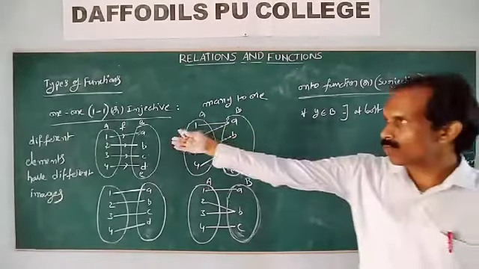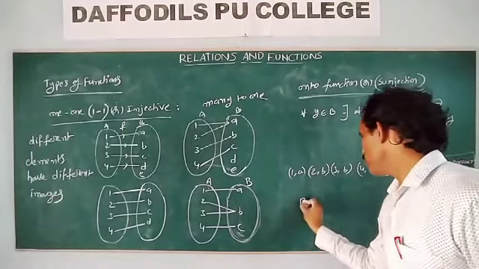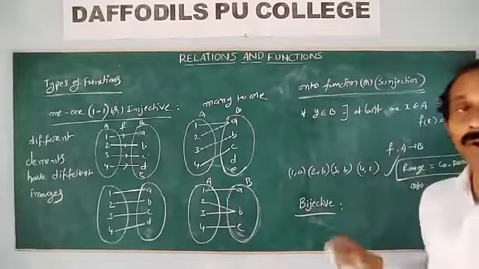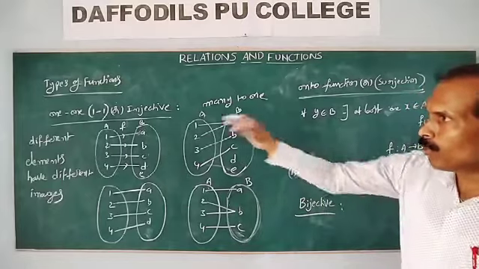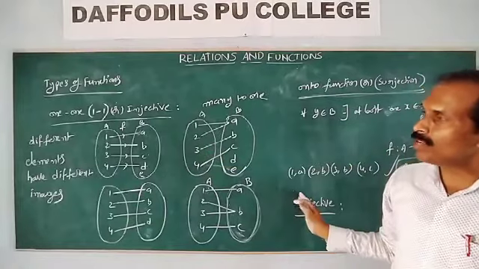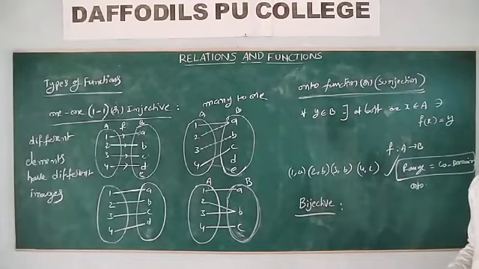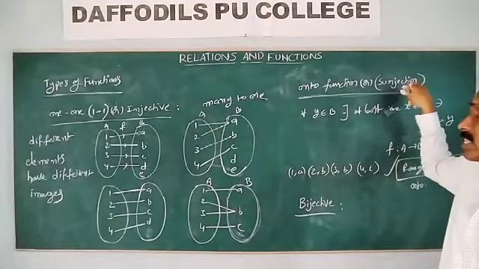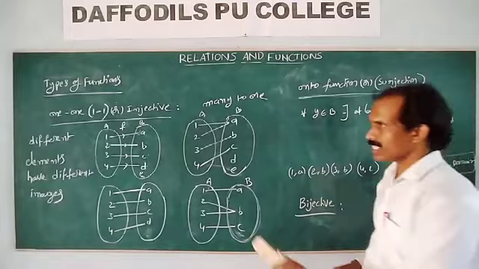Function, types of function: one-one function and onto function. Next, bijective function. A function is said to be a bijective function if it satisfies both one-one and onto. First is injective, one-one; second is onto, surjective. Next, both one-one and onto is called a bijective function.